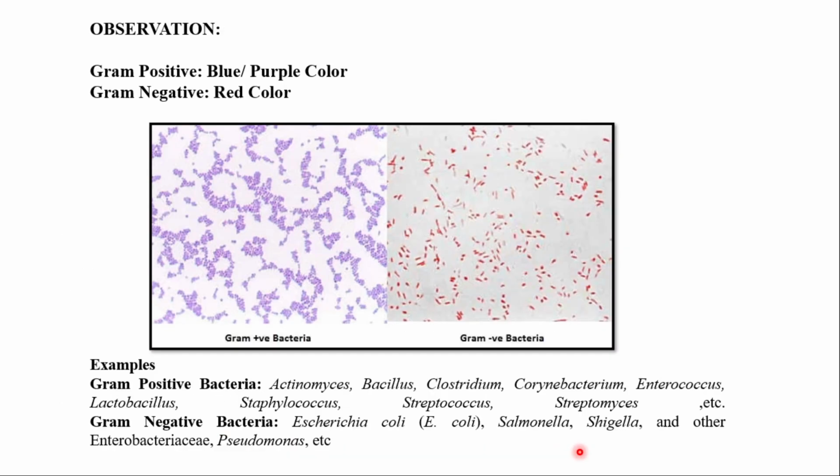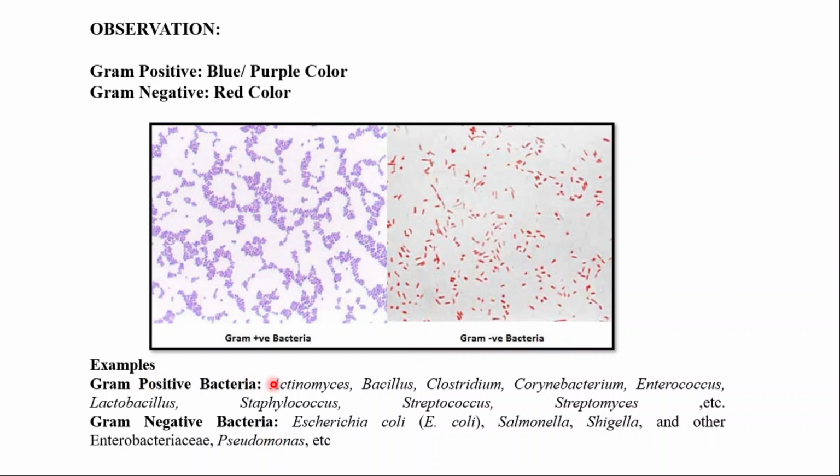So what do we observe after that? Gram positive bacteria accept the purple color or blue color, which can be identified by the stain color, and these are gram positive. But those which accept the red or pink color of safranin are gram negative bacteria.